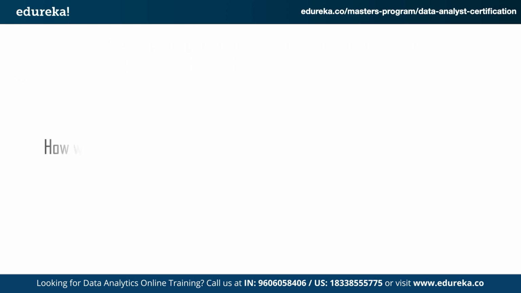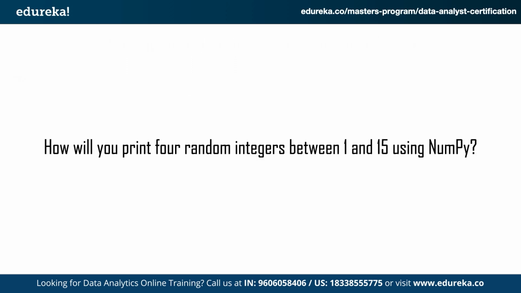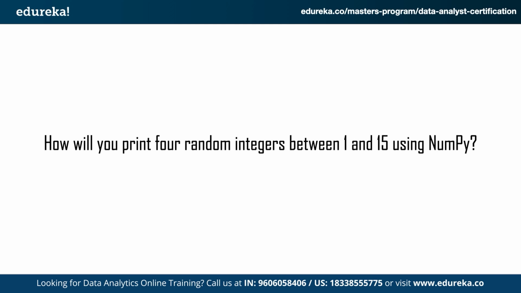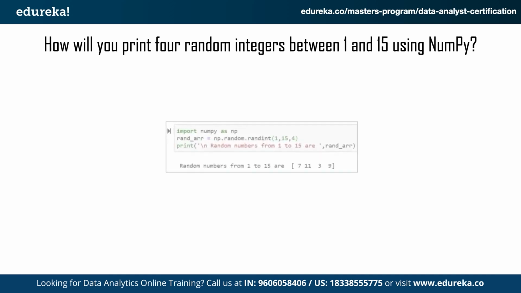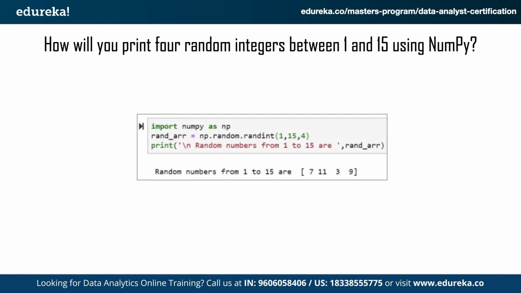So let's move on to the next question, which is, how will you print four random integers between 1 and 15 using NumPy? This is again a very simple question. If you refer to the snippet that I have given you over here, you can see that in the second line, I have used numpy.random.randint and I've given a few parameters. This randint function can help you generate your numbers.